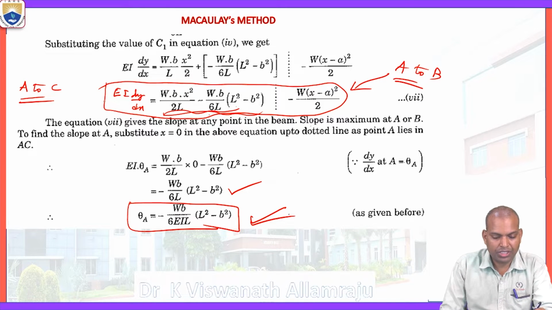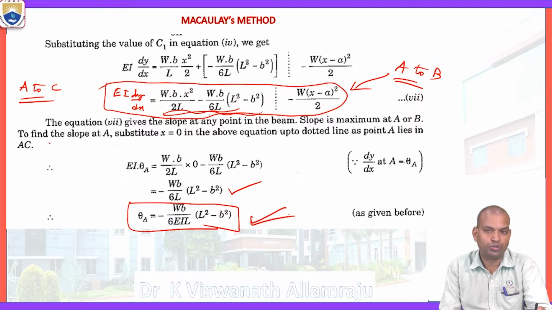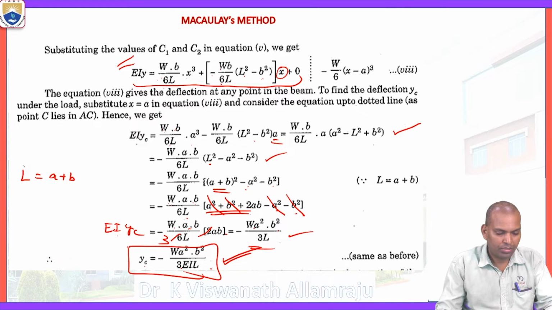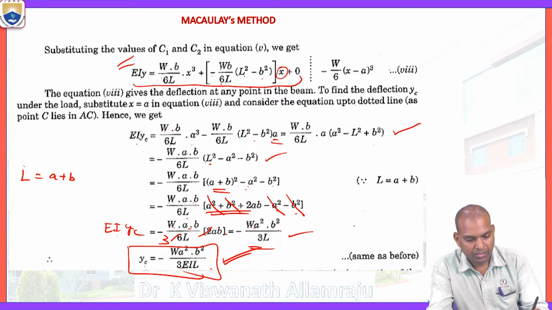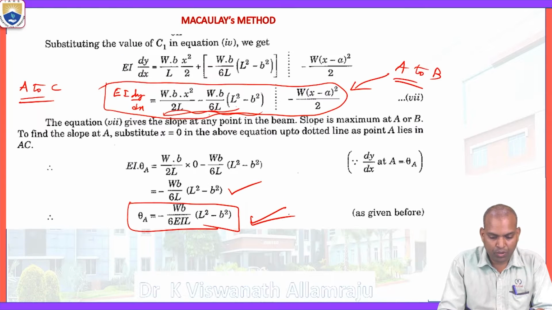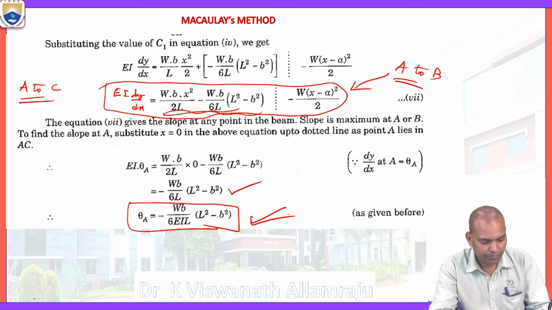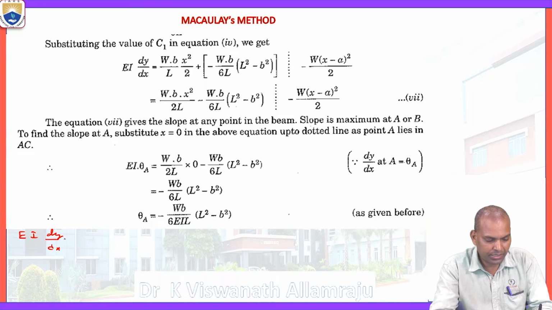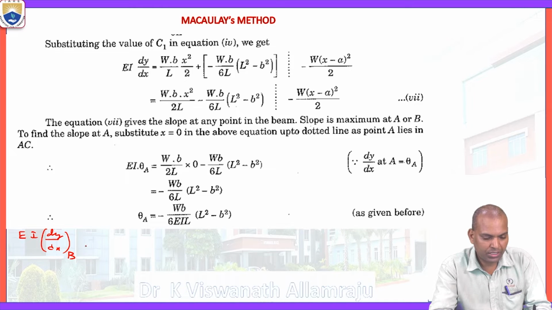Now in this equation 7, if you substitute x equal to L, that gives the slope at support B. For the total equation, we consider part 1 and part 2 both. Now how does it come here? If we consider part 1 and part 2, what is the slope equation? We have the slope at A, and we want the slope at B. Slope at B, that is EI times dy by dx at B. Then what to substitute here? x equal to L, because that is the total portion.